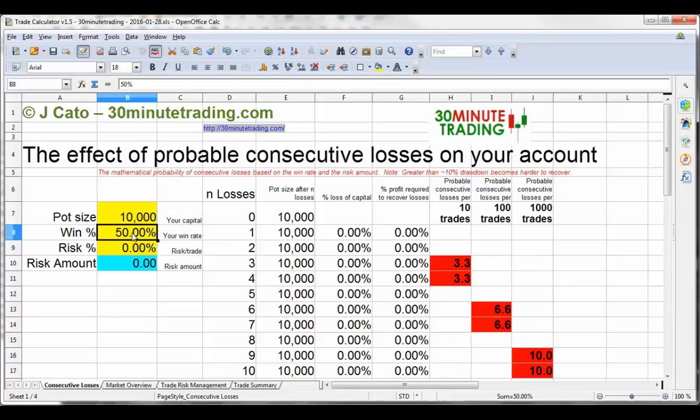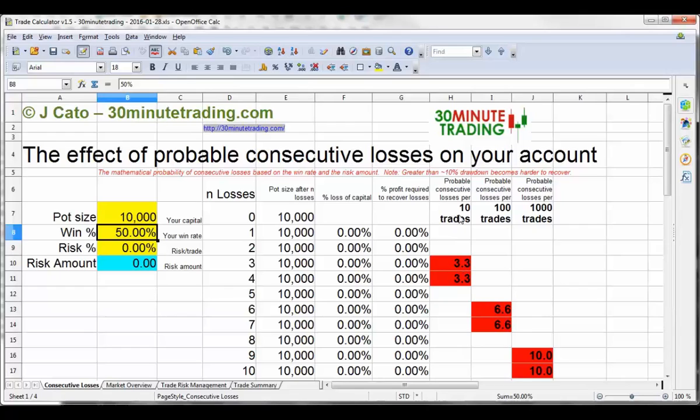Let's just start off with a basic idea that you can win 50% of the time and lose 50% of the time. And if that's true, then the mathematics of it says that in 10 trades, you will most likely get 3.3 trades wrong consecutively. And what you need to care about is how many trades you get wrong consecutively, because that will be your maximum drawdown in any one given period of time. And maximum drawdown is what you have to recover to get back from those losses in order to move forward and make profits again. So that's a very important number.